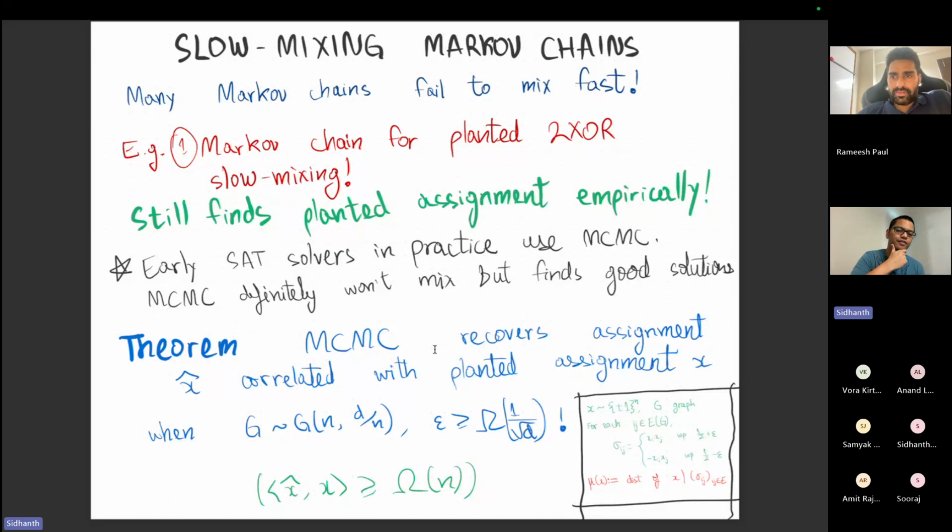Okay. So one theorem that we can show in the context of 2XOR-like problems is that running a Markov chain actually recovers an assignment x hat, which is correlated with the planted assignment x, even though this Markov chain itself fails to mix fast. And you need some assumptions on what this parameter epsilon is and what the degree of the graph D is, and you need the graph to be random. But in some somewhat stylized setting, we can explain this phenomenon that is being observed empirically.